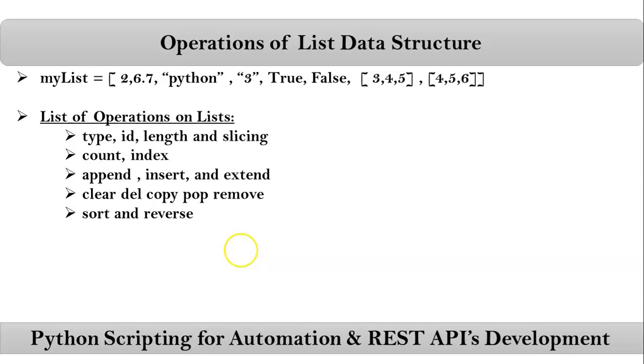Okay, so guys, these are the different operations on your list data structure. Be clear. Append, insert, extend, remove, pop, clear, sort and reverse. All these operations are going to modify your original list itself. That's why we are saying that list is mutable.